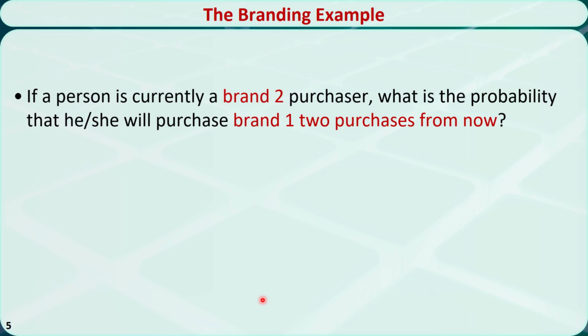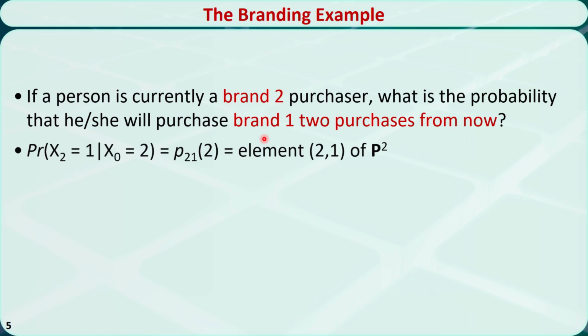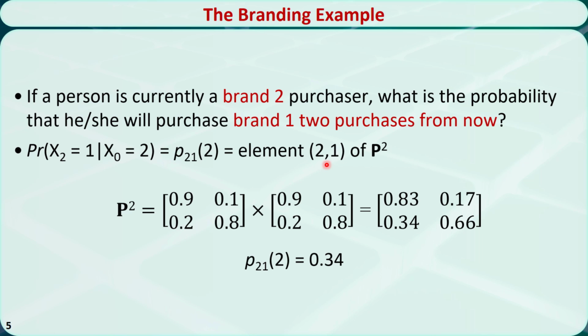Now let's answer this question. If a person just purchased brand 2 toothpaste, what is the probability that he or she will purchase brand 1 two purchases from now? In this problem, the current state is X0 equals brand 2. We try to find the probability that two steps from now, X2 is equal to brand 1. This is equal to P21(2), or the element in the second row and first column of P to the power of 2, which is equal to 0.34.